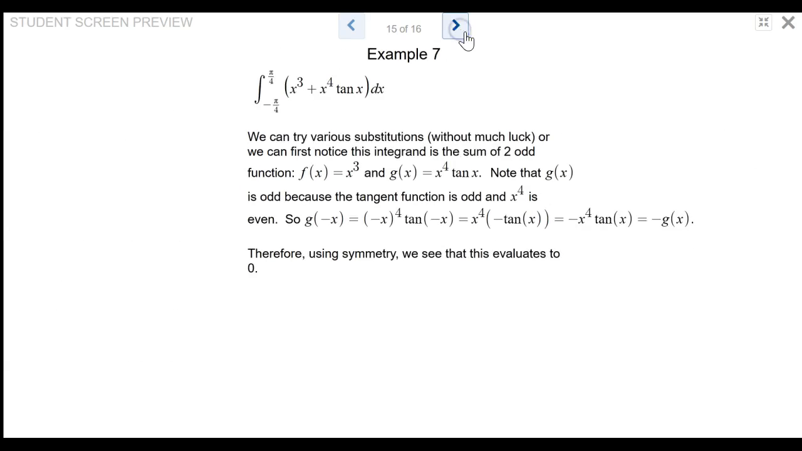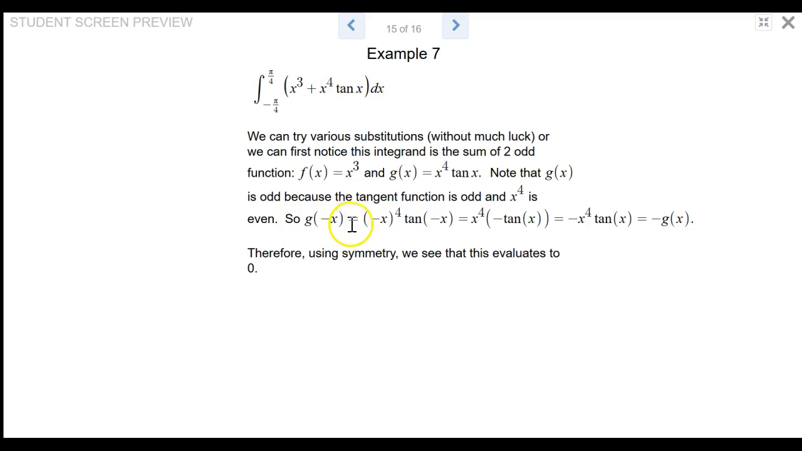So let's look at an example. The integral of x cubed plus x to the 4th tangent x, from minus pi over 4 to pi over 4. Notice that on this interval, I have pi over 4 units to the right of the origin and pi over 4 units to the left of the origin. So this interval is just right. And this is an odd function because x cubed is odd, and x to the 4th tangent x is odd because tangent x is an odd function.